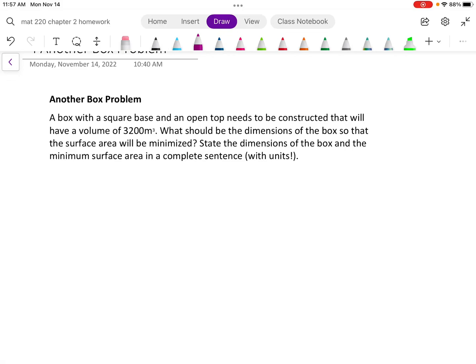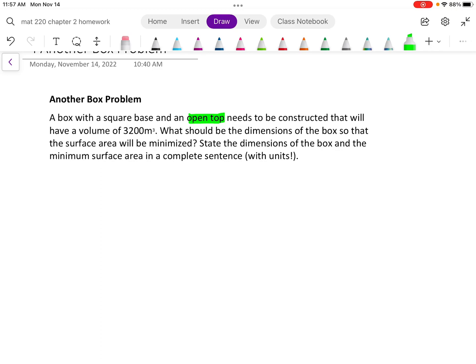The fourth problem in the optimization packet takes a look at another box problem, but this box is a little different than our previous boxes. So we're given a box that has an open top. That's a key piece of information to keep in mind, because the first time I went through and did this problem, I didn't focus on that and therefore had the wrong answers because my surface area formula was wrong.